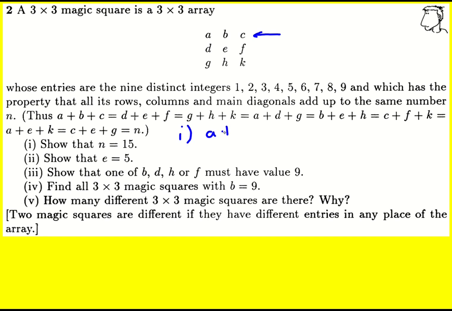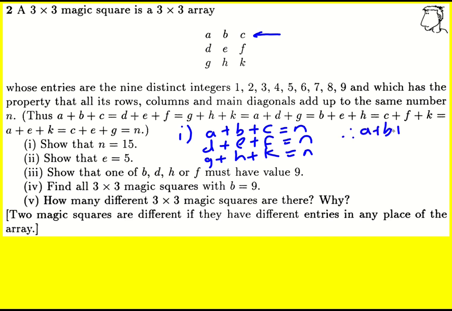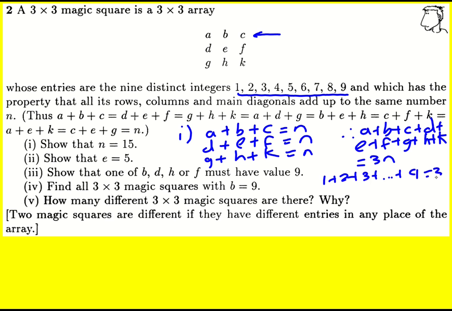Well, we must have that a plus b plus c is equal to n, and d plus e plus f is also equal to n, as is the bottom row. So if we add all of these together, then we're going to get 3n. But here's the thing, we don't know which is which, but we do know that we're going to be using all the numbers from 1 to 9. So it must be that 1 plus 2 plus 3 up to 9 is equal to 3n.